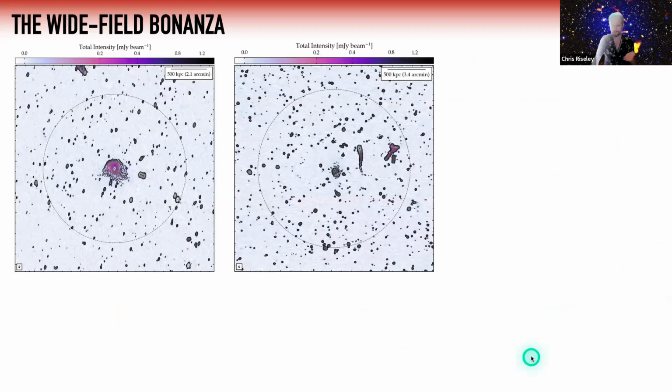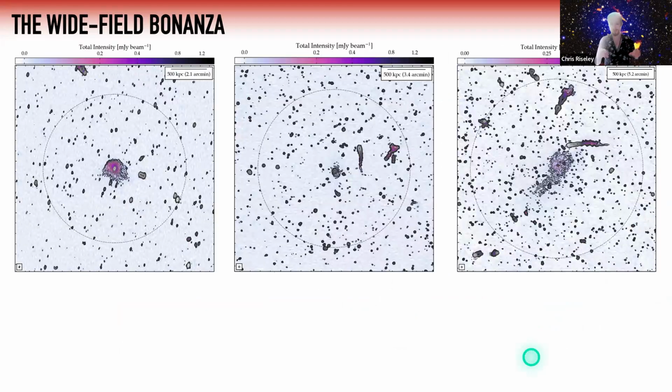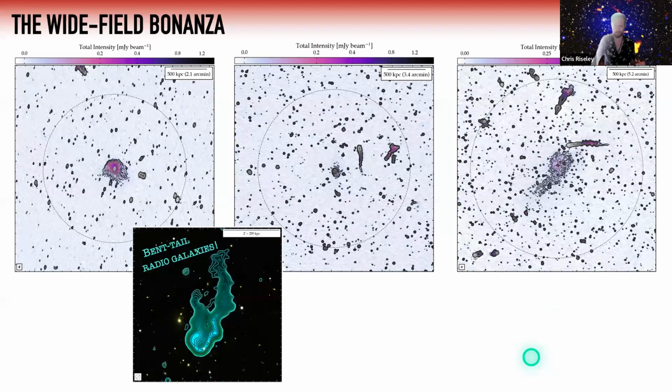Briefly, as an aside, these studies have also shown that there's a wide field bonanza to be had with these clusters, because even just zooming out a little bit on each of these clusters and showing a region around a megaparsec away, we start to see that with MeerKAT's phenomenal sensitivity, we can do amazing wide field science. And it's not just in these maps, but we also see bent-tailed radio galaxies galore. This one is around half a degree away from MS 1455.